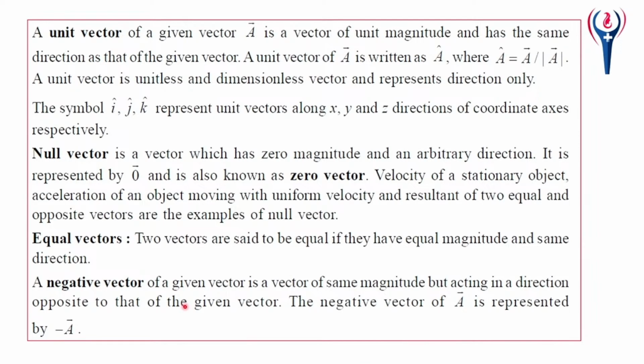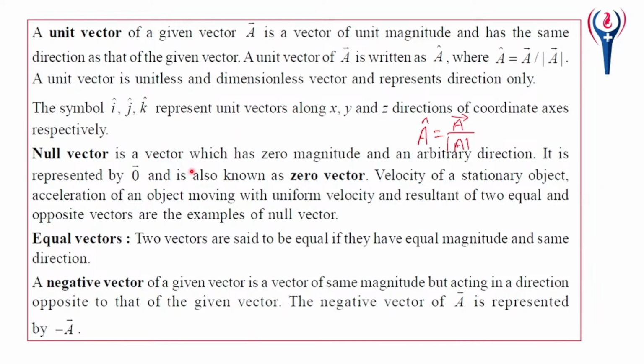Unit vector. Unit vector means vector of unit magnitude and the same direction as the given vector. Example, a cap equal to a vector by modulus a or magnitude a. That is a cap equal to a vector by modulus of a. It should not be written like this. Wait. How it will be written means a cap equal to a vector by a modulus. And unit vector is unitless and dimensionless vector and represents direction only. Symbol i, j, k represents unit vector along x, y and z direction.